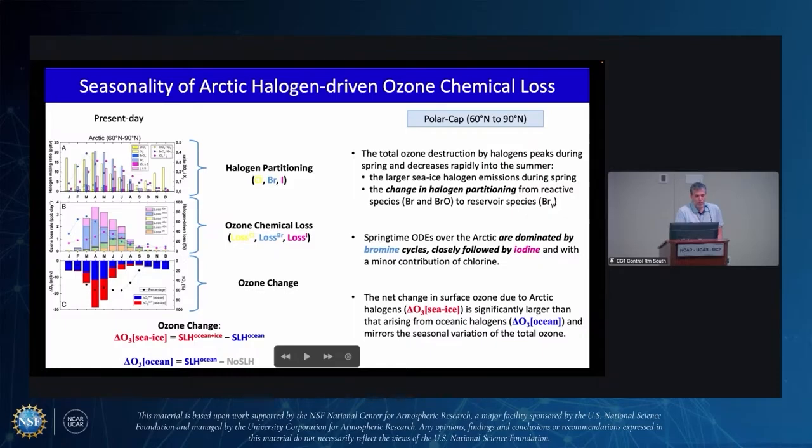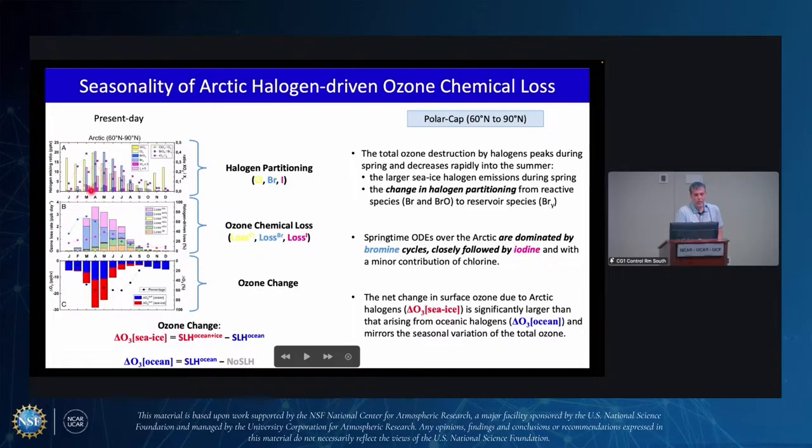And then also because there is a pronounced change in partitioning between reactive versus reservoir species of halogens. These are the dots here, the blue dots for bromine and the red dots for iodine. On the right axis, this is a ratio of the reactive versus the reservoir fraction, which maximizes for bromine during March and for iodine during April and May.